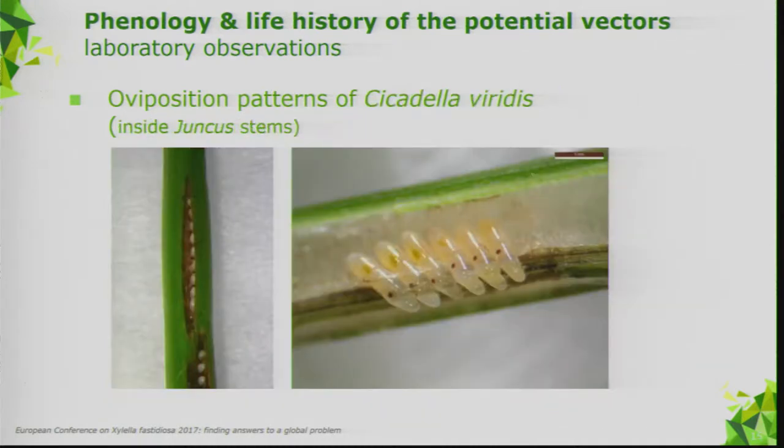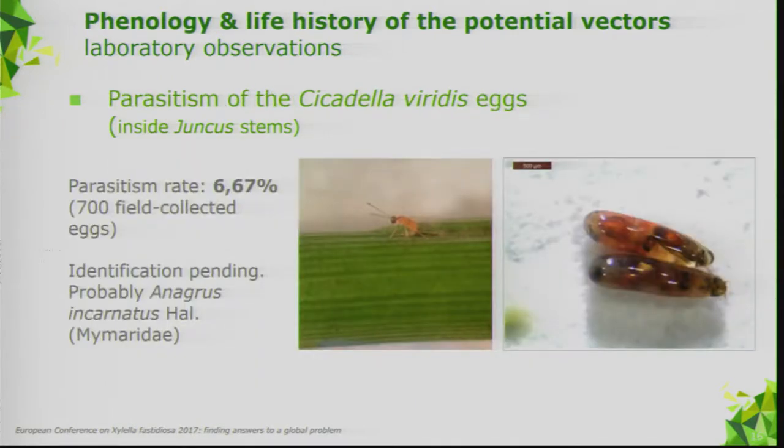And then we also looked very much at Cicadella viridis, which oviposits in Juncus. And that was fascinating because, well, you can see the red eyes of the nymphs here, the future nymphs in the eggs, and you can see how the stems are slit and the eggs are laid into the slits. We further found also that there was a fair amount of parasitism, probably by a mymarid wasp, and probably Anagrus incarnatus, but it still needs to be confirmed. So this is interesting, but marginal and incomplete, as I told you.